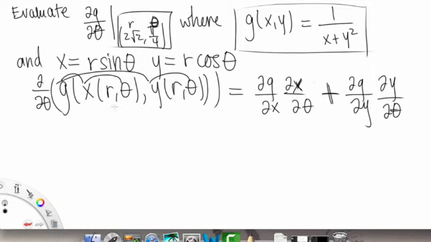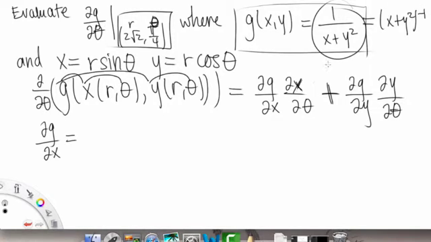Okay, so what is partial g, partial x? So we're going to find that. Partial g, partial x would be the partial derivative of this with respect to x. Another way I'd like to rewrite this is x plus y squared to the negative 1 power. I usually find it easier to do that as opposed to thinking of this as a quotient rule kind of thing, because that's so lengthy. So anyways, I'm going to use the power rule instead.